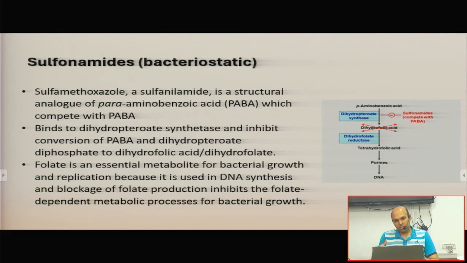Dihydrofolic acid then goes on to form tetrahydrofolic acid with the enzyme dihydrofolate reductase, and that tetrahydrofolic acid is converted to purines, not just purines but pyrimidines as well. If you know what purines and pyrimidines are, they are the adenine, thymine, guanine, cytosine, the building blocks of your DNA. So folate is also an essential metabolite for bacterial growth, right?